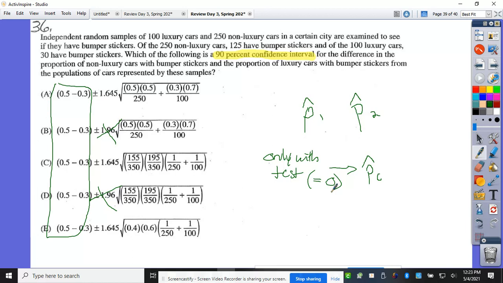This one is 50%. This one is 30%. So which one actually correctly uses 30% and 50% in the standard deviation portion? A.